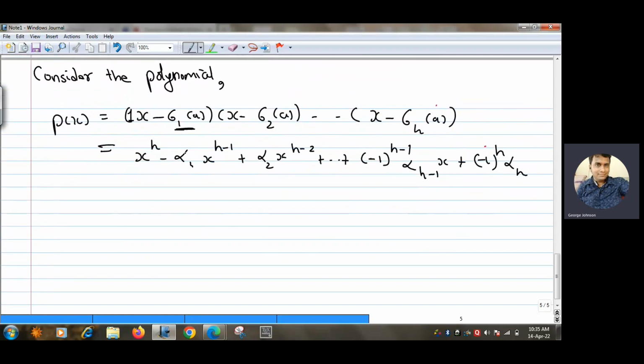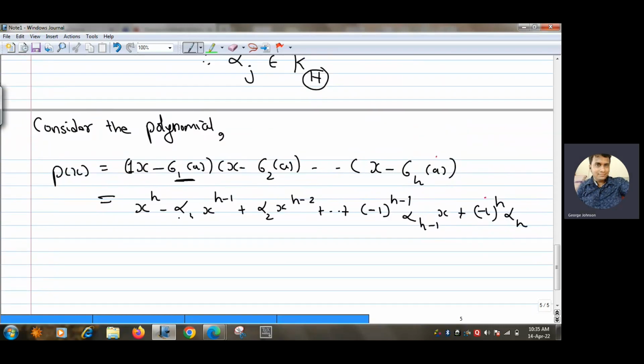You will get this, and you know what alpha 1 is. If you take h equal to 3, then alpha 1 is nothing but sigma 1 a plus sigma 2 a plus sigma 3 a. What is alpha 2? Alpha 2 is sigma 1 a into sigma 2 a, plus sigma 1 a into sigma 3 a, plus sigma 2 a into sigma 3 a. Okay, so you can simply simplify this. We have already seen this in the last lectures also. So by taking h equal to 3 or 4, you can observe that this thing is true.